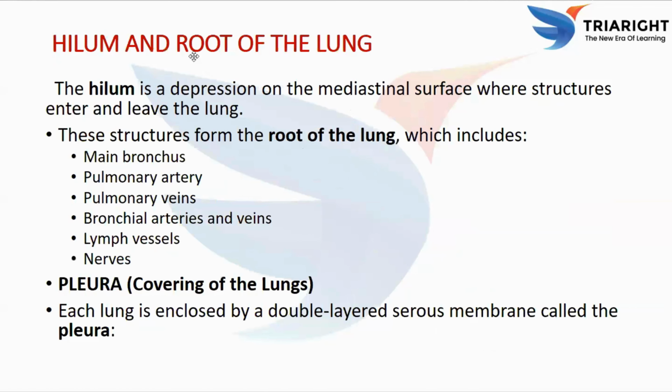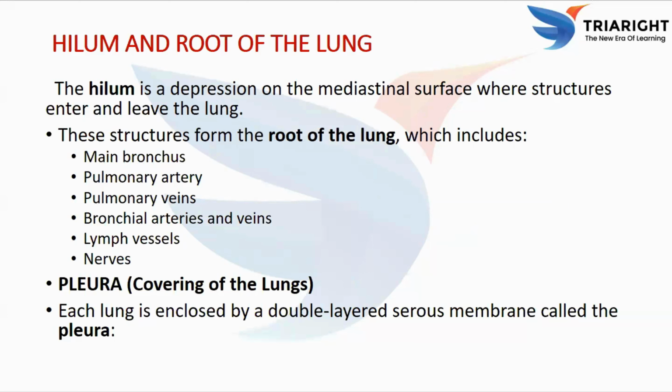Coming to the hilum and root of the lung. What is the hilum? It's a depression or doorway on the mediastinal surface of each lung. This is the point where important structures enter and leave the lung. Think of the hilum like the main gateway of the lung. It allows the airways, blood vessels, lymphatics, and also the nerves to pass through the gate. It acts as a gateway, allowing all the blood vessels to enter. It guards like a security.